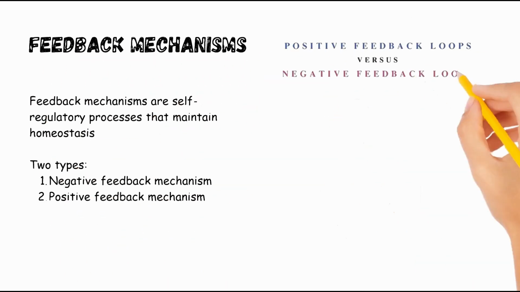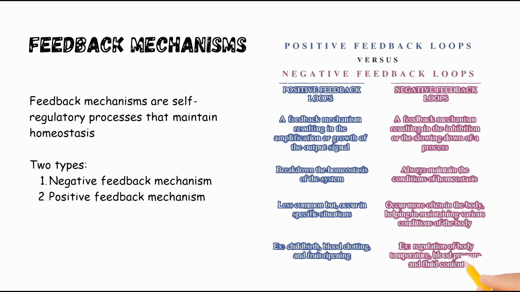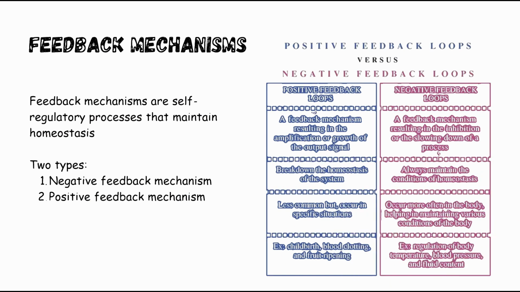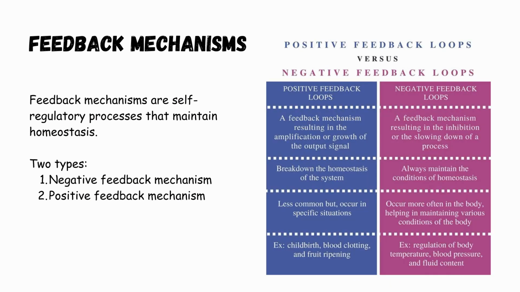Feedback mechanisms are self-regulatory processes in which the output of a system influences the input. There are two types of feedback mechanisms: negative feedback and positive feedback. Most physiological processes use negative feedback to maintain stability, while positive feedback is used in special situations.